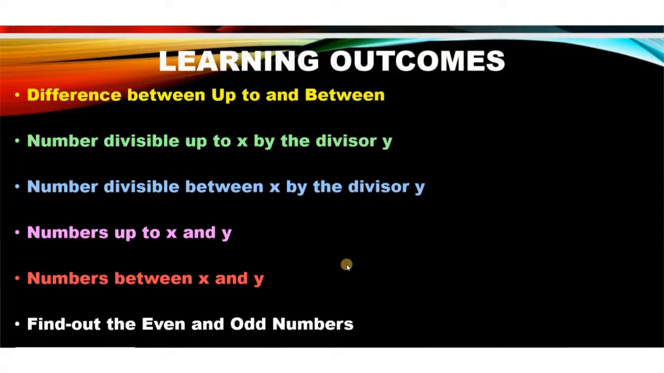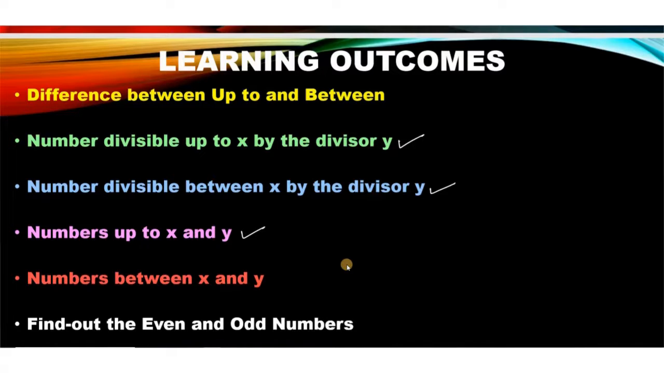Number 2, we are going to discuss the numbers divisible up to a certain number by the divisor y. That is the second variety. We are going to discuss each variety with an example. Numbers divisible between x by the divisor y. Numbers up to x and y.